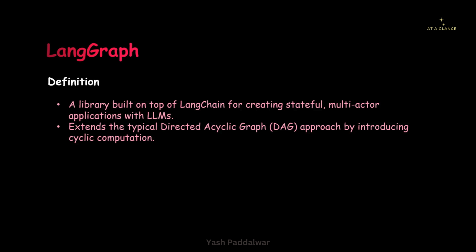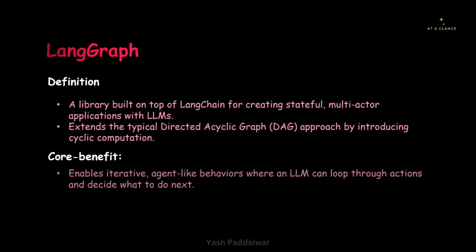Now, what exactly is the core benefit of using this? The core benefit is that it enables iterative, agent-like behaviors where an LLM can loop through actions and decide what to do next. Here you can just imagine it's a smart graph, a graph which will execute autonomously, automatically, based on the decision making, which will obviously be decided by the large language model at runtime. But the flow, how it is going to work, we have full control of it. So it can be iterative, it can be cyclic, and the entire behavior will be agentic.